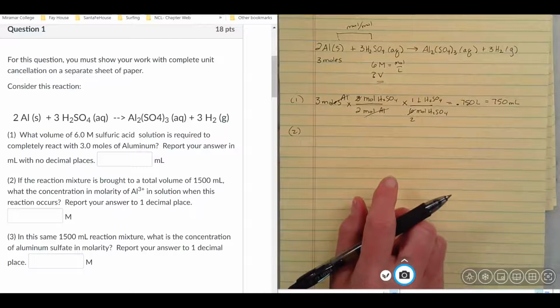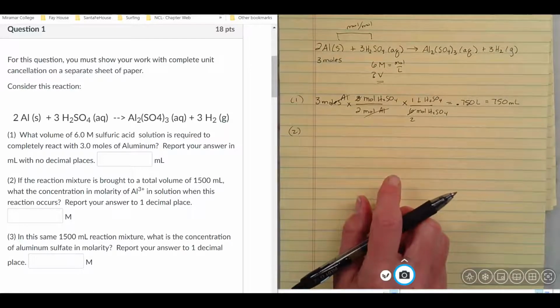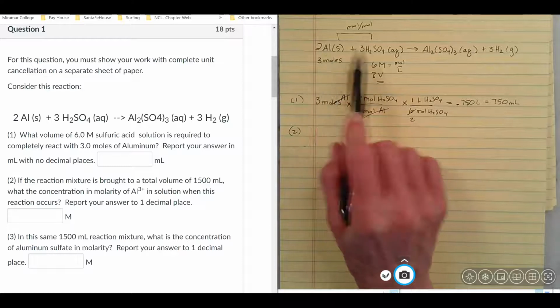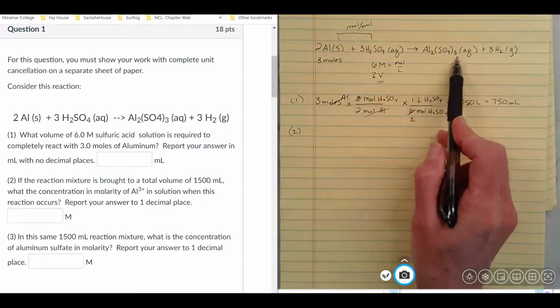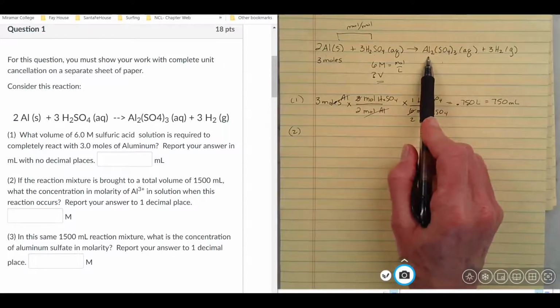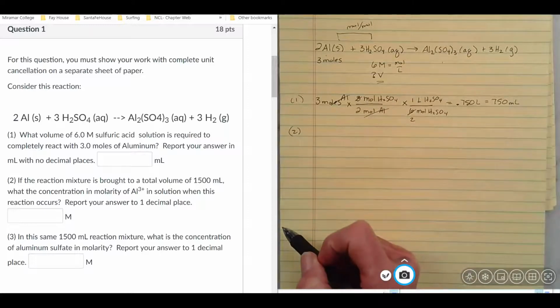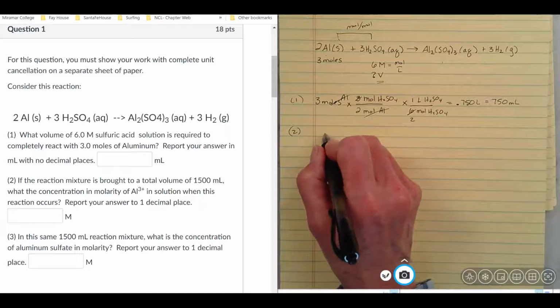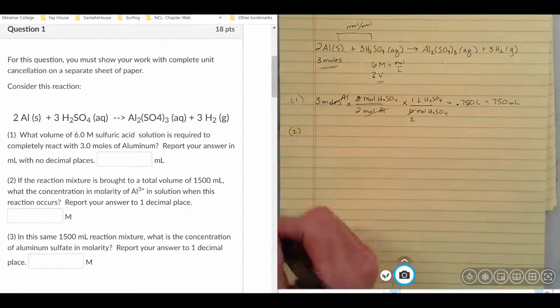Okay, next. In part 2 of this question, it says, if the reaction mixture is brought to a total volume of 1,500 milliliters, what is the concentration in molarity of aluminum 3+ in solution? So we're assuming that all the aluminum reacted and formed aluminum sulfate. And this is aqueous, so we know that it's going to be Al3+ in solution. So what we need to do is figure out the moles of aluminum. Then it's actually going to be the same as the moles of aluminum that we started with.